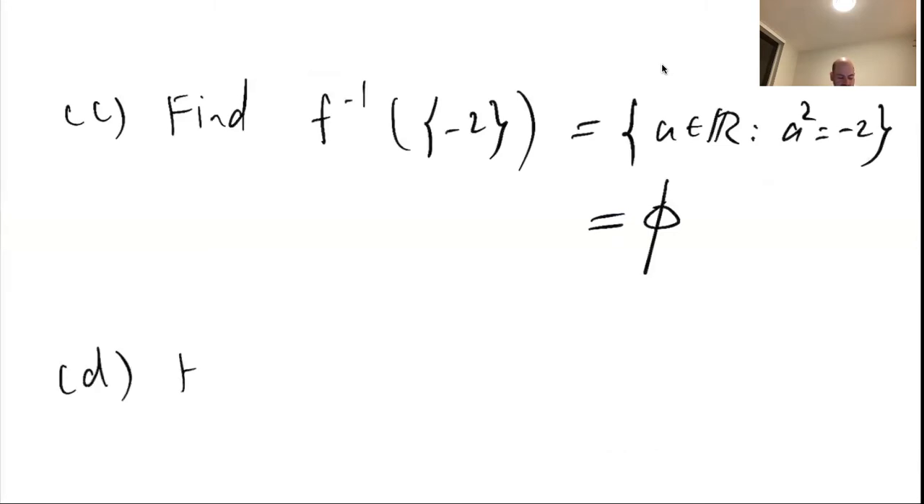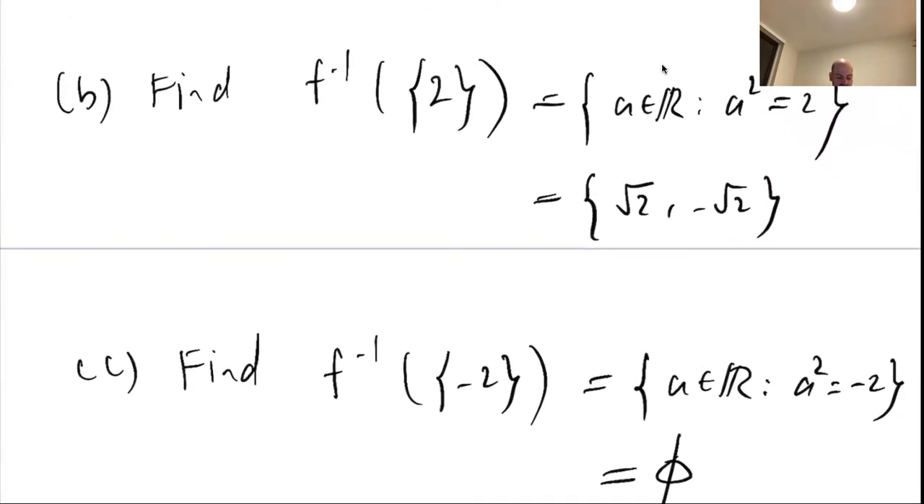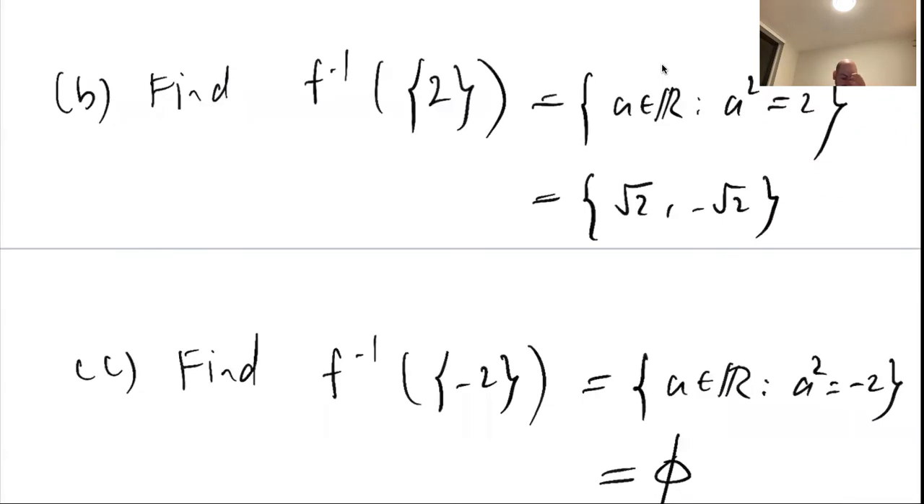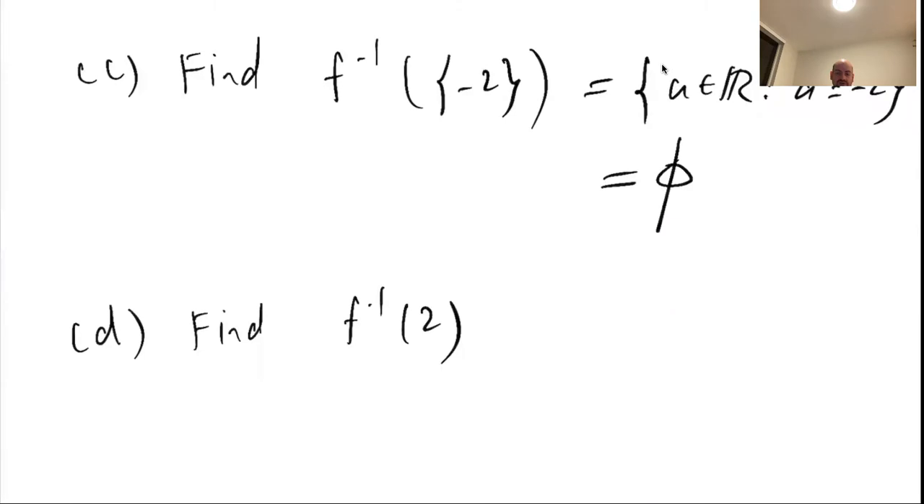And part D, find, let's say, f inverse of 2 itself. See, in part B, we found f inverse of the set containing 2. But here you want to find f inverse of 2. There is no set notation anymore. What do you think this one is? So that's why I say it's a little bit confusing. We have the same notation for f inverse of a number and f inverse of a set, but different concepts.